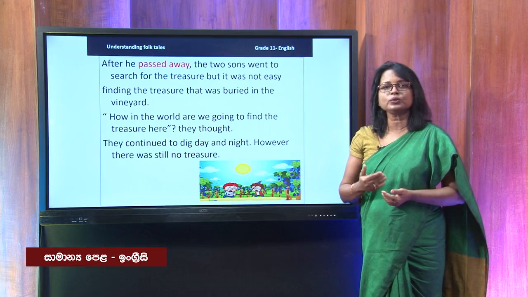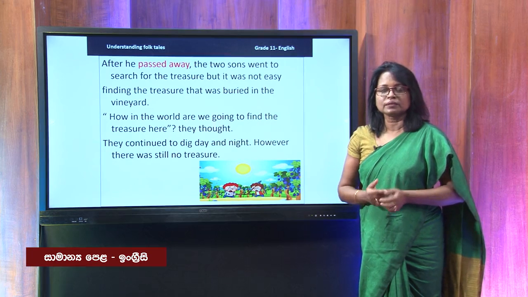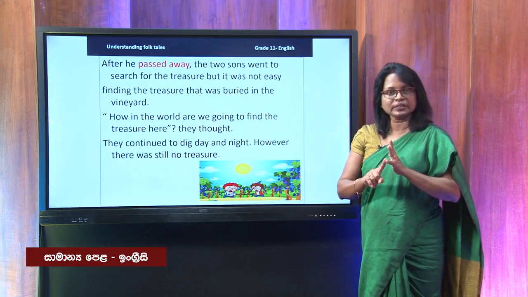What helped you to guess this correct? One is that he was on his deathbed. The word deathbed and also his last words. Those words might have helped you to guess.